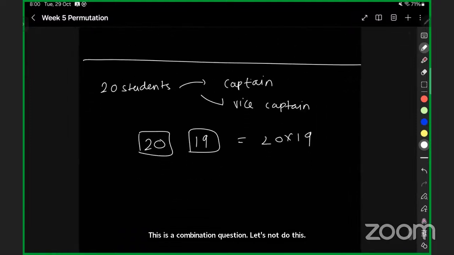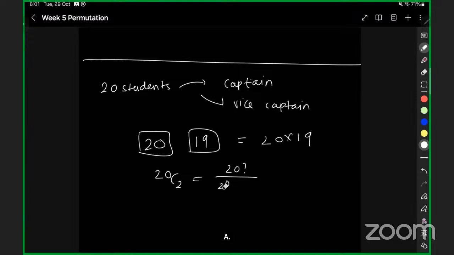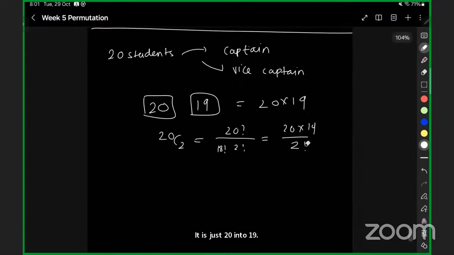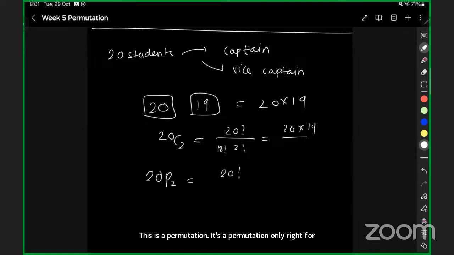Here, why can't we take 20C2? Means if we are taking 2 students from the whole 20. No, I'm not saying we can't. So what is 20C2? 20 factorial by 18 factorial into 2 factorial, which is going to be 20 into 19 by 2. That is not the case here. It is just 20 into 19. So this is not a combination. This is a permutation, right? So 20P2 is 20 factorial by 18 factorial, and you will get 20 into 19. Correct? So this is 20P2.